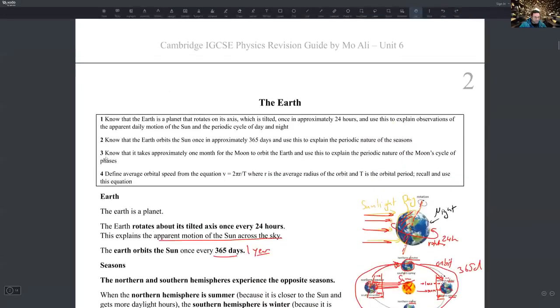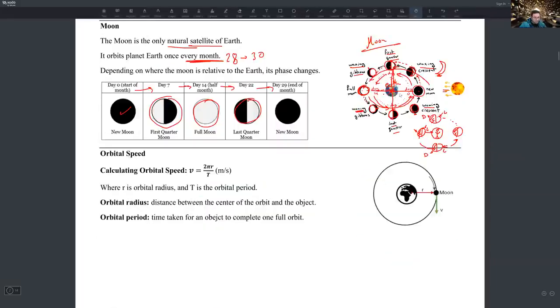Because unfortunately, the syllabus literally states that the student knows that it takes approximately 1 month for the moon to orbit the Earth, and uses this to explain the periodic nature of the moon's cycle of phases. So nothing specific about which phase.